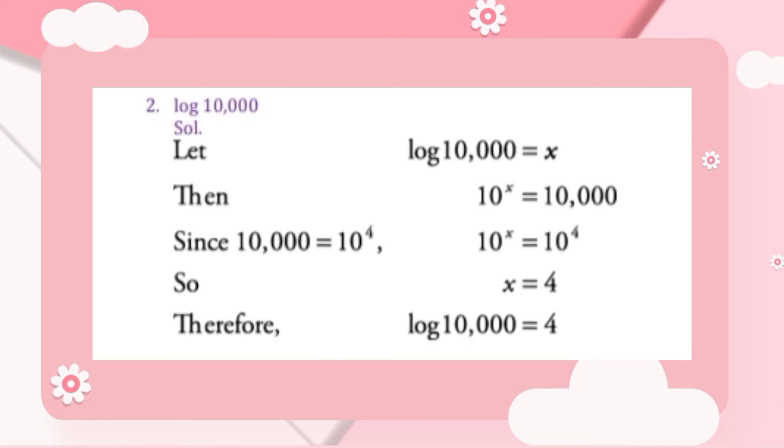Number 2. Log base 10 of 10,000. Let x be equal to the logarithm of 10,000 base 10. Then, 10 to the power of x equals 10,000. Since 10,000 is equal to 10 to the power of 4, therefore 10 to the power of x is equal to 10 to the power of 4. So x is equal to 4. Therefore, 4 equals the logarithm of 10,000 base 10.